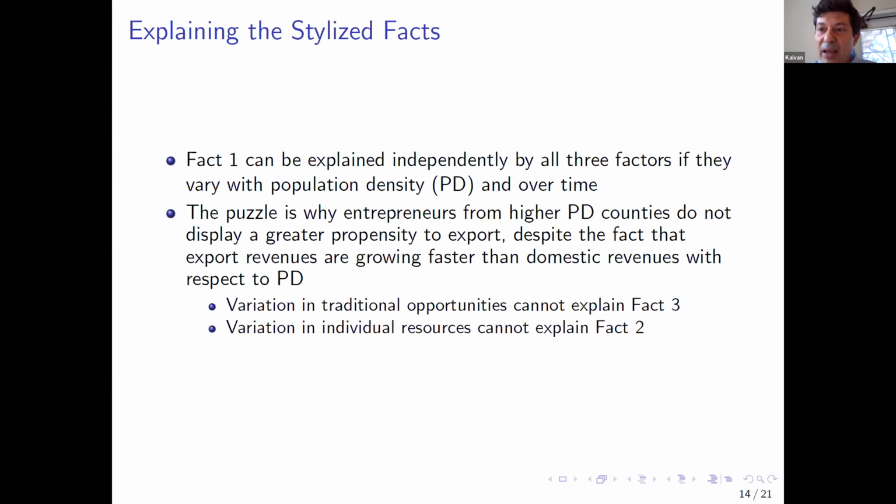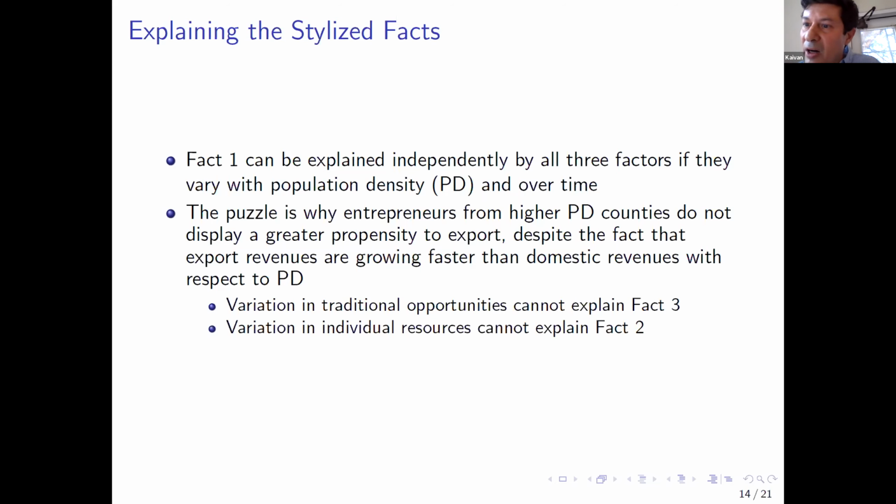Okay, now there again, you would get that the threshold will be lower for the higher population density counties, because now lower ability individuals would be willing to move into business because they get some other boost for other reasons, because they have better opportunities in business. And this is increasing over time. This would also explain the first stylized fact.